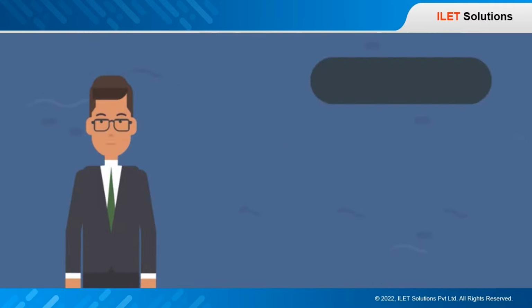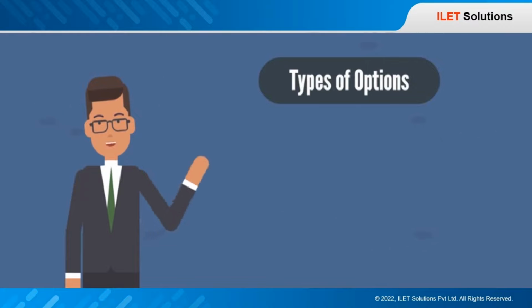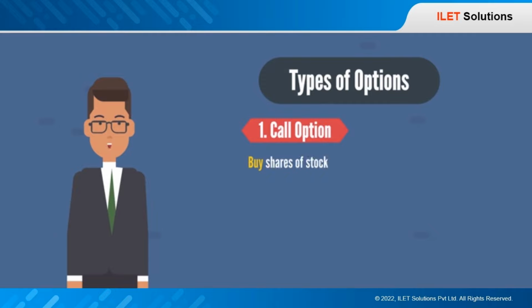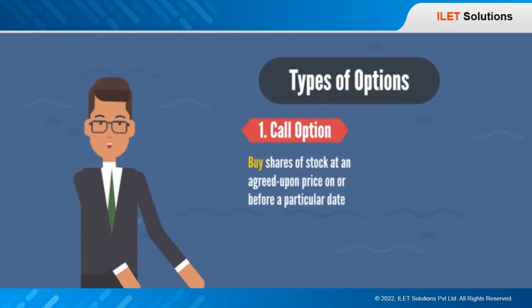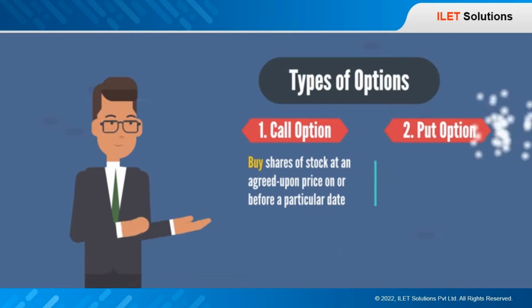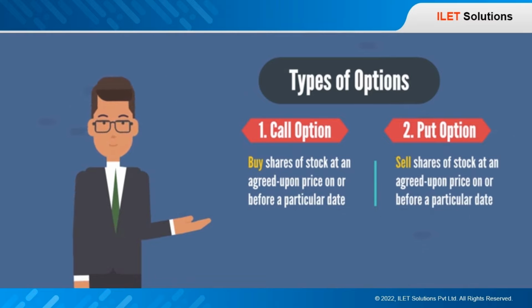Let us now understand the types of options. There are two types of options. Call option. This type gives the holder the right but not the obligation to buy shares of stock at an agreed upon price on or before a particular date. Put option. This type gives the holder the right but not the obligation to sell shares of stock at an agreed upon price on or before a particular date.